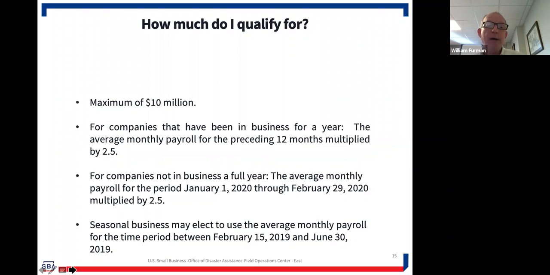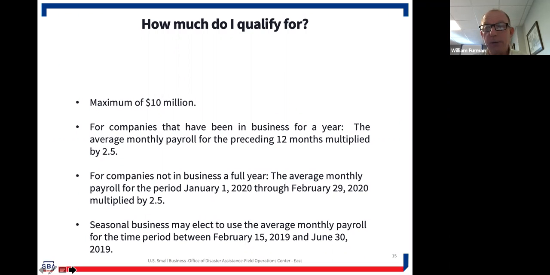How much do I qualify for? The maximum is $10 million. I'm not going to go through all of this, but there are different formulas for companies that have been in business less than a year, or if you're a seasonal business. Let's look at one. Let's say your business has been in business for a full year, and you determine that your average payroll was $10,000 per month. It's pretty simple. You just find your average payroll.